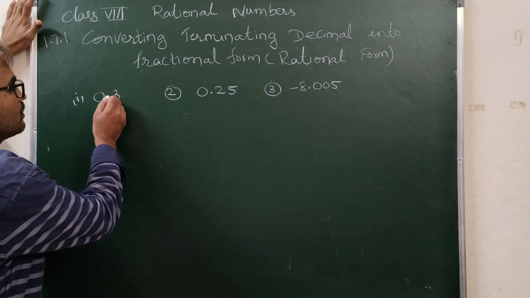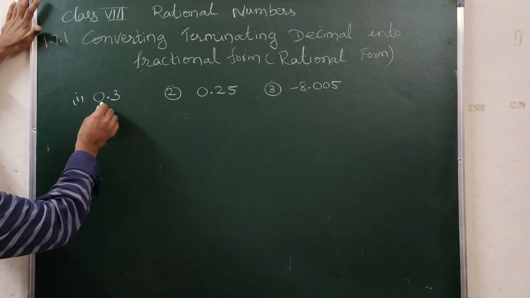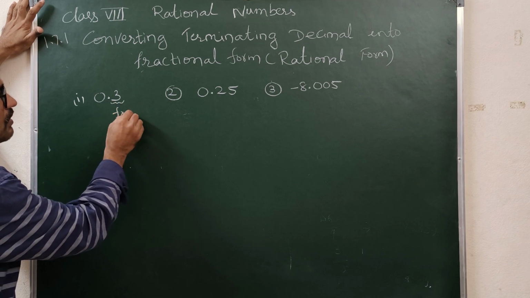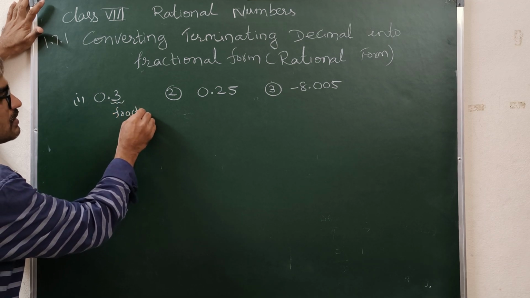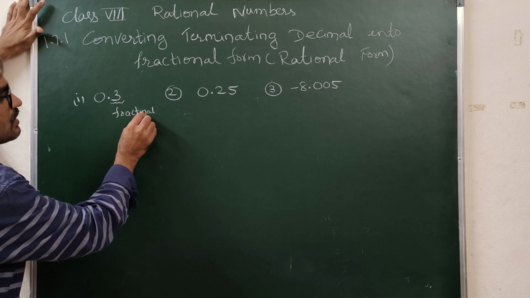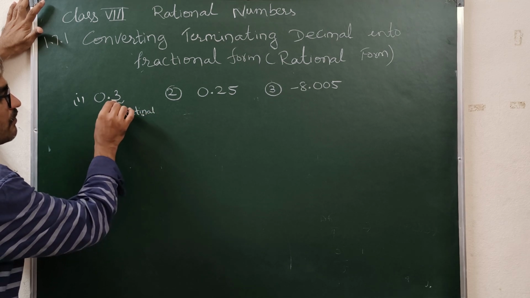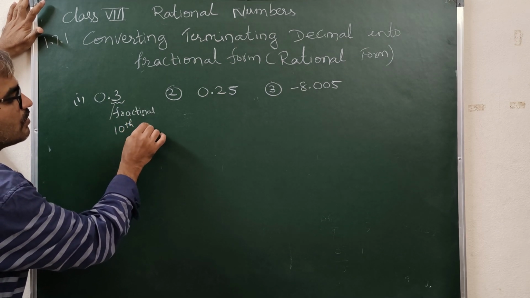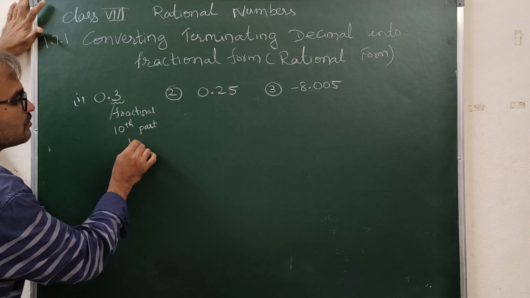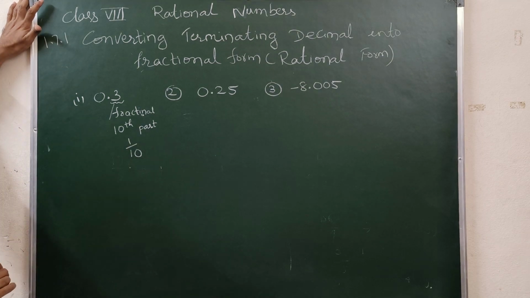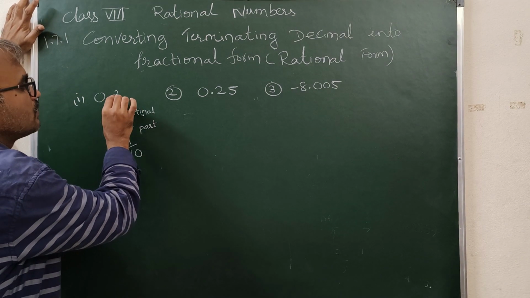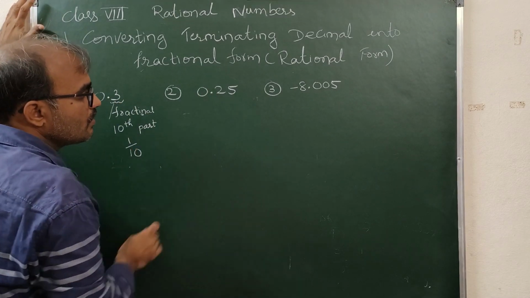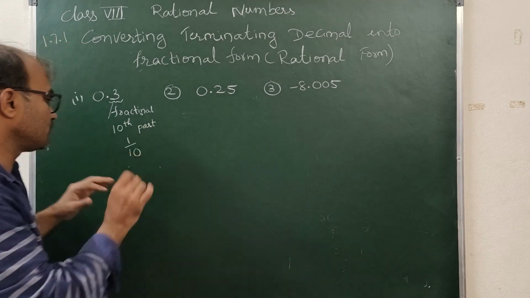Right? So now 0.3, the first one. After the decimal point, whatever number is present is called the fractional part, and the first place after the decimal is the tenth part. One whole is divided into 10 parts, so each part is 1/10. Here 3 parts out of 10 parts are taken.